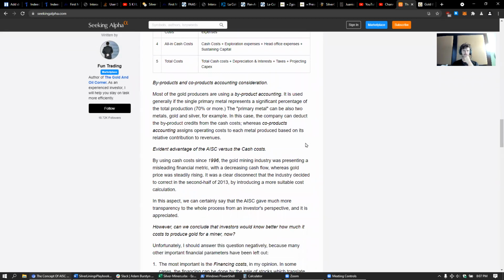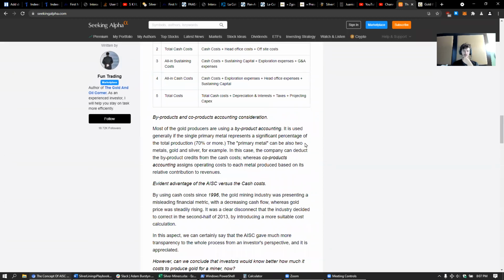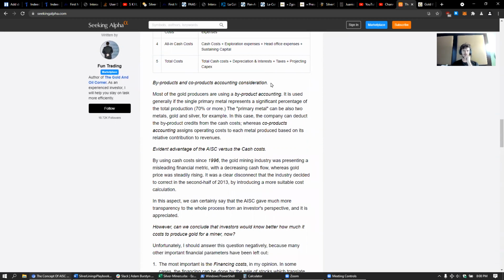Byproducts and co-products accounting consideration. Most of the gold producers are using byproduct accounting, so that's something to definitely look into. It is used generally if the single primary metal represents a significant percentage of the total production, 70% or more. There are definitely a lot of pure gold players and a lot of pure silver players. The primary metal can also be two metals, gold and silver.